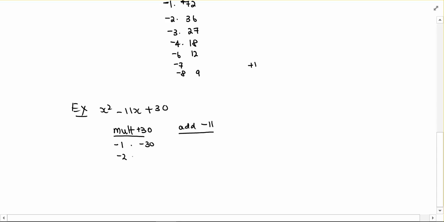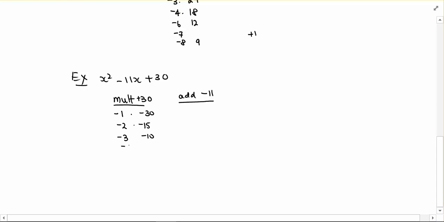How about negative 2? Negative 2 and negative 15. Nope, doesn't give me 11. How about negative 3? Negative 3 and negative 10. That doesn't give me 11 either. Negative 4 and doesn't work. Negative 5 and negative 6. There it is. Negative 11 adds to be negative 11. So the answer to this problem is x minus 5, x minus 6. Multiplies to 30, adds to negative 11.